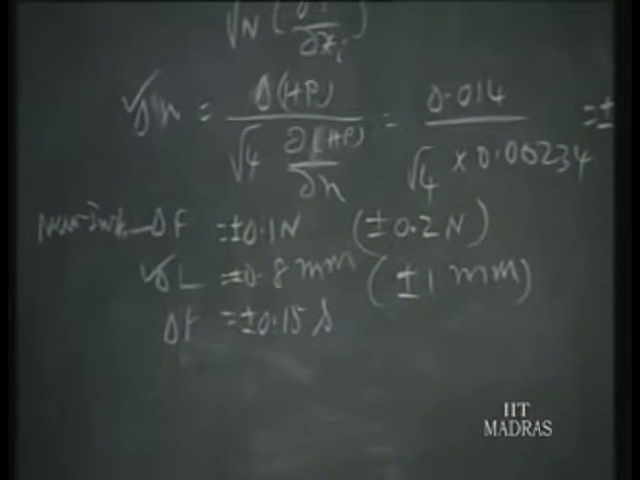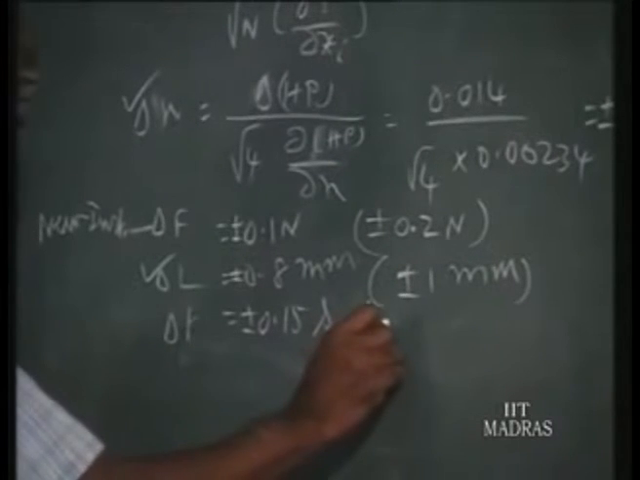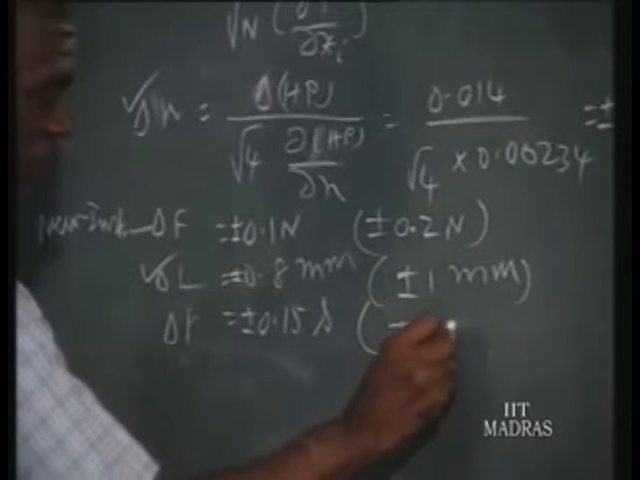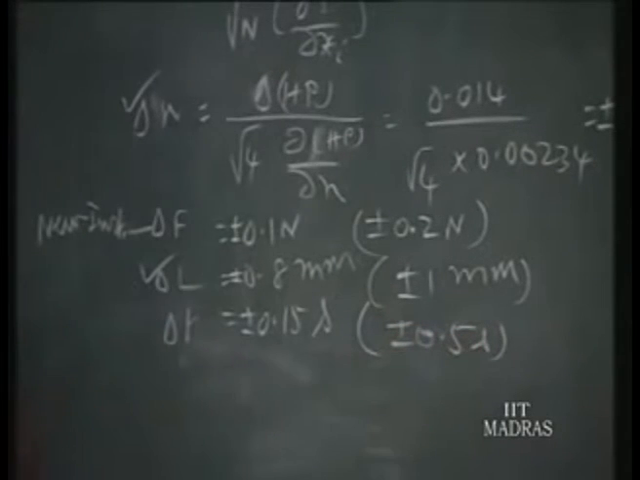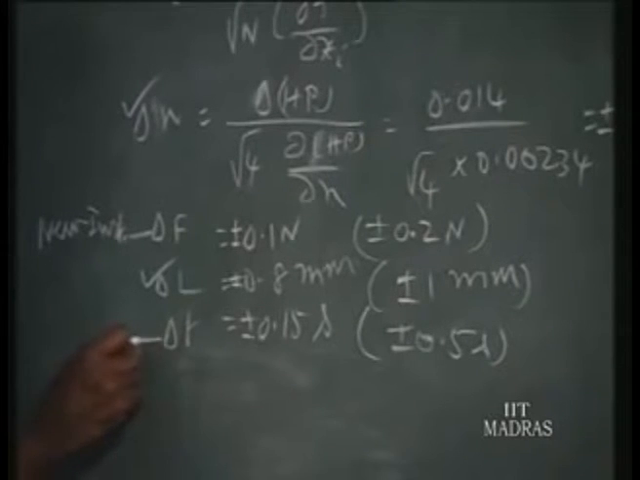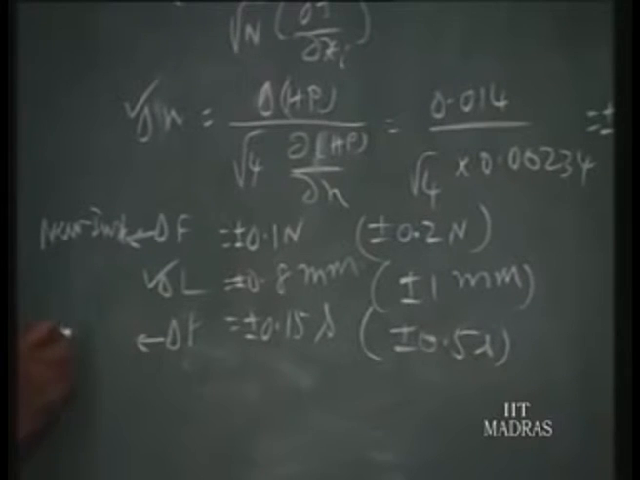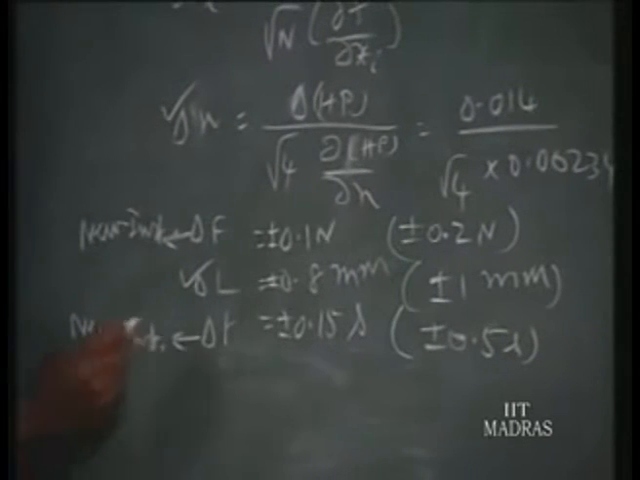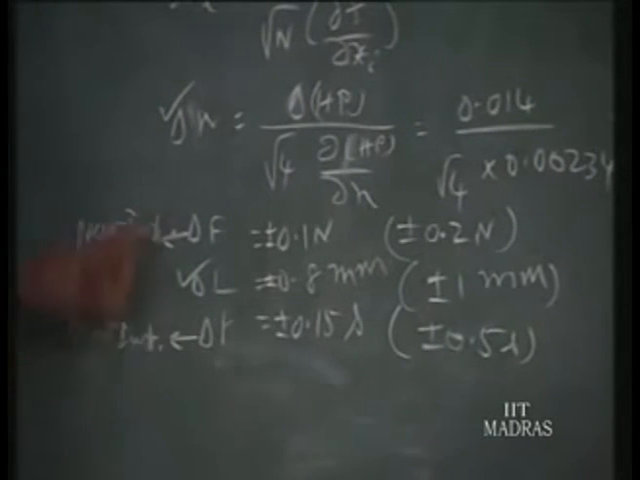And delta T, time: the existing inaccuracy is plus or minus 0.5 second, but what we require is 0.15 second. So we should go for the new one. Here also we should have a new instrument. So two instruments we have to change, the existing two instruments we cannot use.